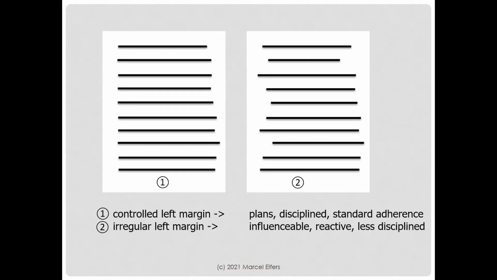The left margin, like I said, is a known factor and therefore should be somewhat controlled. When you adhere to a straight left margin, but not a perfect one, you're disciplined and you adhere to writing standards. An irregular left margin suggests you're more self-absorbed and not paying attention to where to start the next sentence. That suggests you're less disciplined, more reactive, but also potentially influenceable.